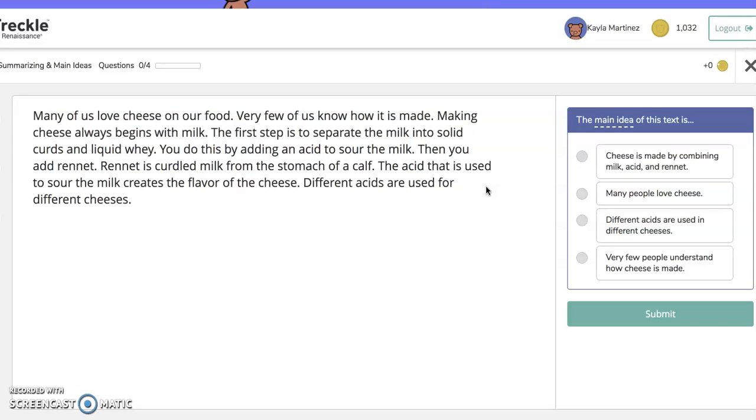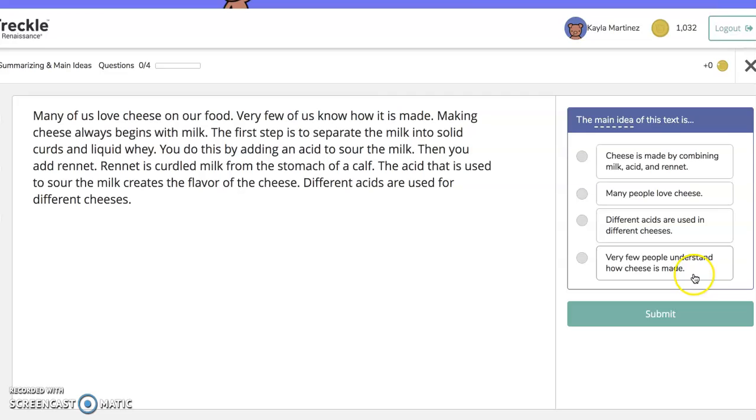What are we thinking? Which one can we get rid of? Which one do we think, that's definitely not it? I'm thinking this one, right? Many people love cheese. It didn't really talk about that. Like, yeah, we have many of us love cheese on our food, but it didn't say, did you know that 90% of people love this American cheese on all their foods and 85% love Swiss cheese? It didn't tell us about all that. That was just one sentence. Okay, that's not our main idea. So we can say that's a no-go. What else?